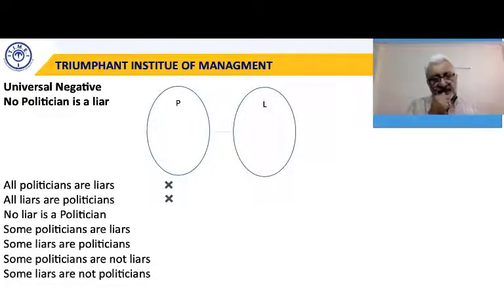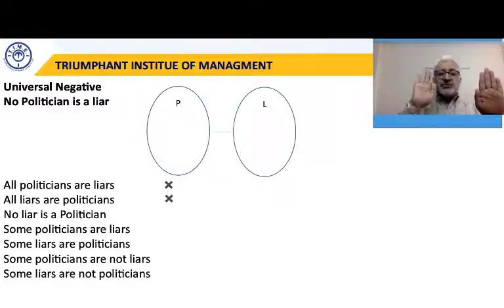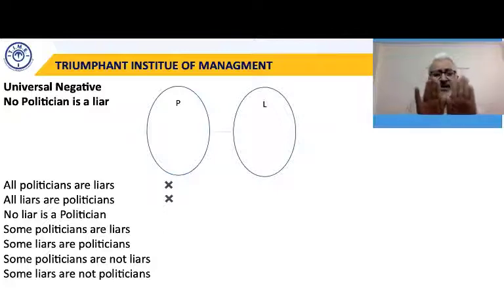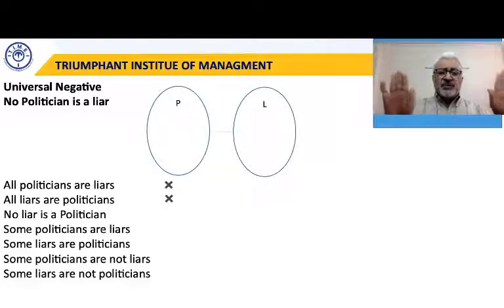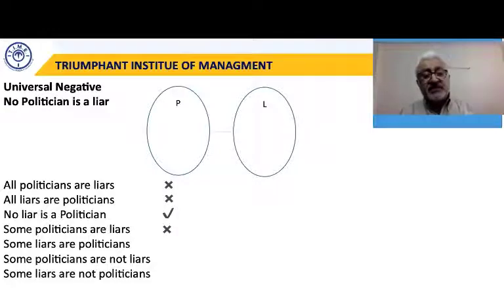Certainly false. No liar is a politician. If no politician is overlapping the liars, is it also true that liars are not overlapping with politicians? If politicians are not connecting with the liars, then liars are also not connecting with the politicians. So should my third statement not be true? Answer is yes. All right. Next, it says some politicians are liars. If there is no politician who's a liar, can one politician be a liar? Answer is no. Hence, it is false.